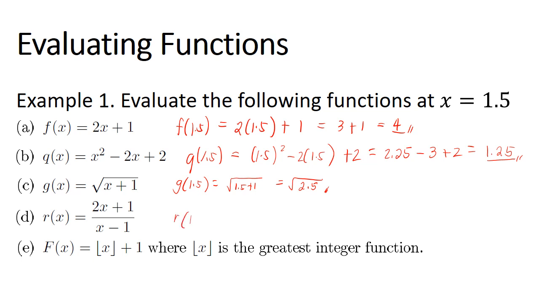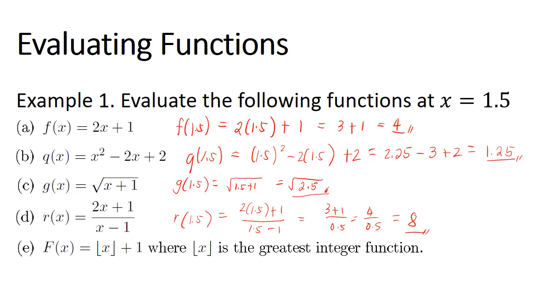For the function r of x, r of 1.5 equals, palitan mo lang lahat ng value ng x. So 2 times 1.5 plus 1 all over 1.5 minus 1. That is equal to 2 times 1.5 is 3 plus 1 all over 1.5 minus 1 is 0.5. That is 4 all over 0.5, which is equal to 8. And that is now our final answer.